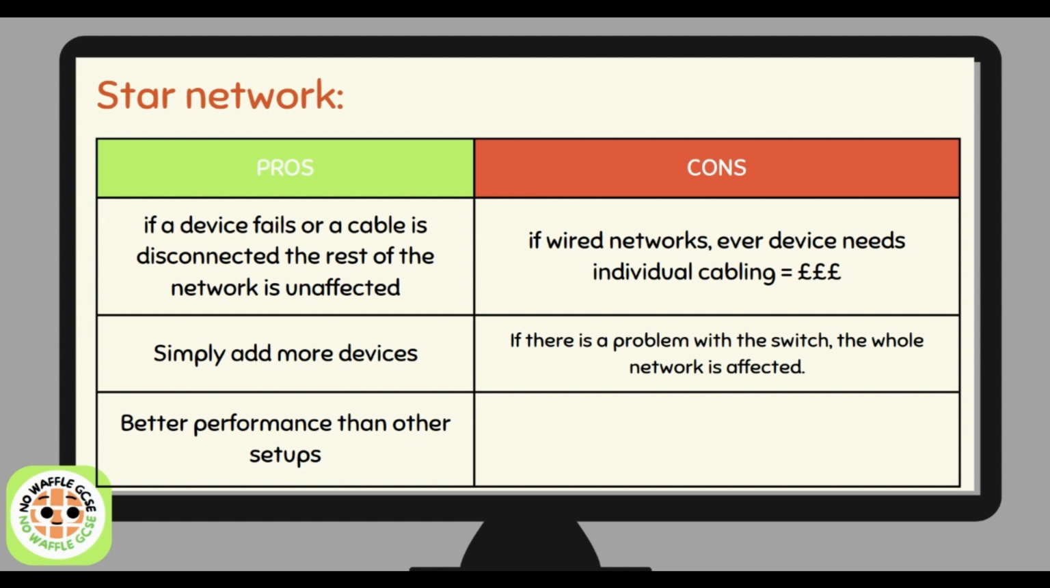However, cons include that if it was a wired star network, then every single device needs individual cabling, which is expensive, and if there is a problem with the switch, then the whole network is affected.